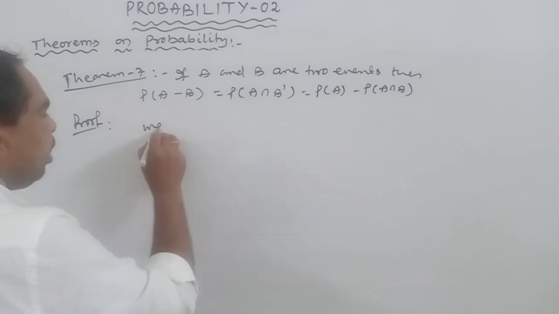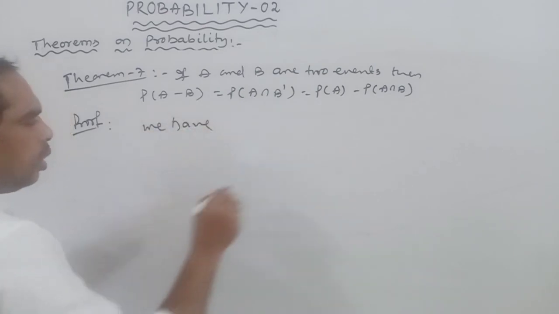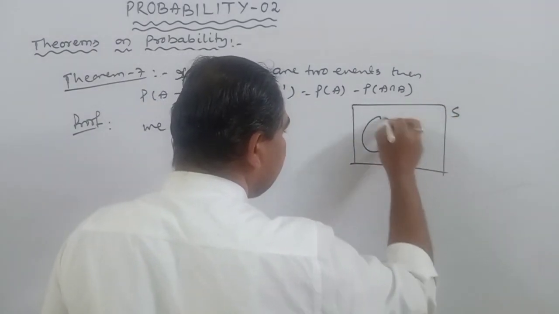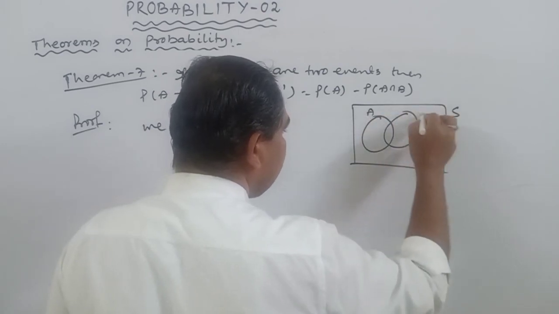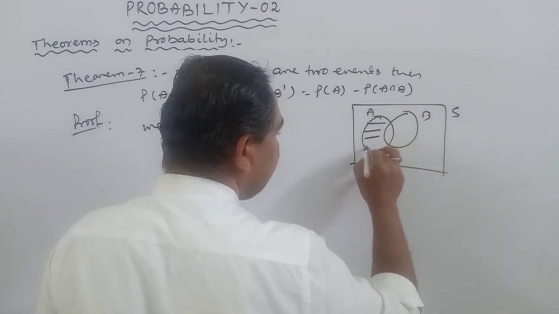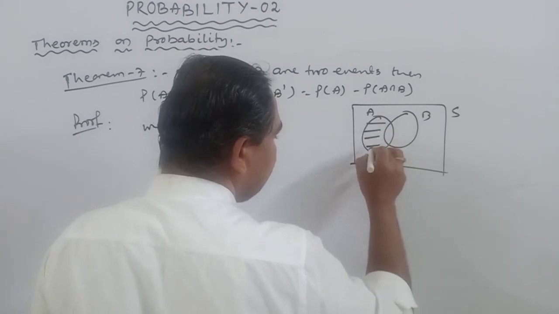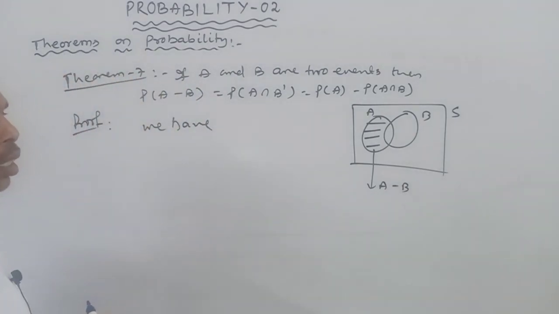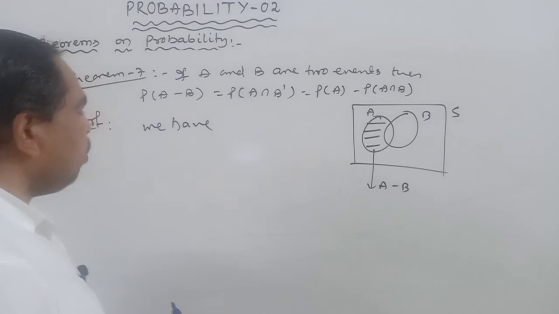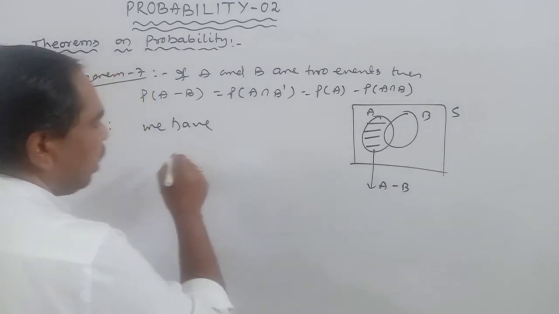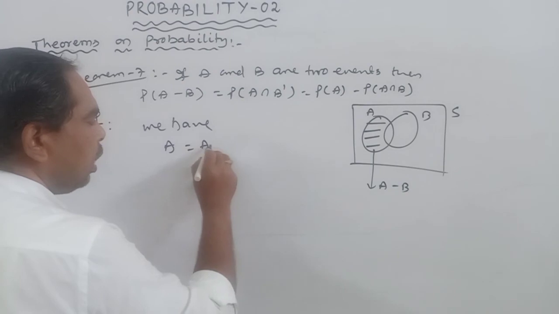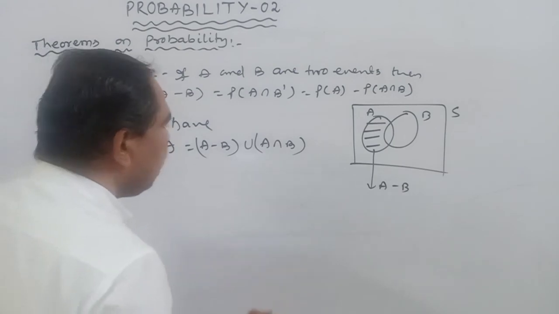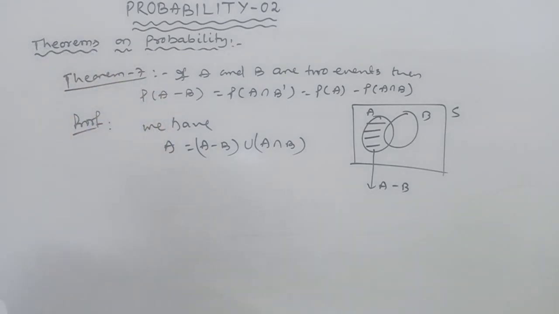We have this Venn diagram. This is sample space S. This one is set A, this one is set B. So this is A minus B. This set is A minus B. A minus B means the elements belong to set A but do not belong to set B. So we have set A: A is equal to A minus B union A intersection B.